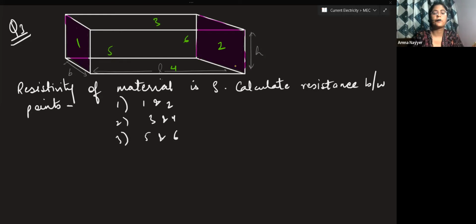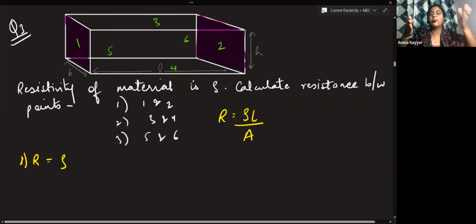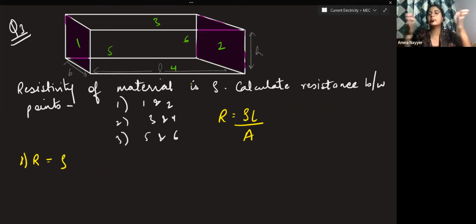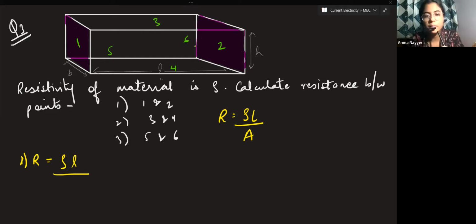Let's discuss it now. See, you have to calculate resistance, and the resistivity of the material is given to you as well. You have to calculate the resistance between the points 1 and 2. 1 and 2 means the first face and the second face. See, R is equal to what? For every part, R is always equal to rho L divided by A. Rho will be there. Length is the separation between 1 and 2. See, this is the first face, this is the second face. Separation between them is L. So it is rho L divided by A. Area of cross section becomes what?